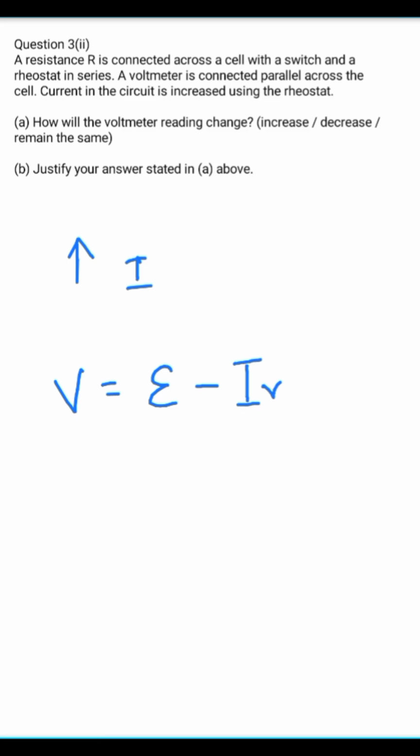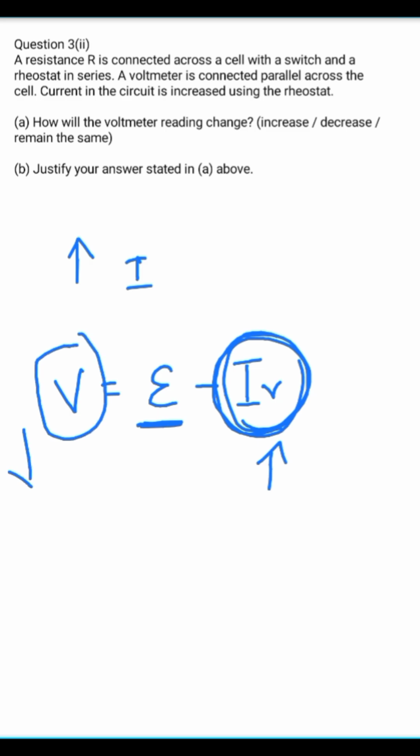So they have said that the rheostat is used to increase the current in the circuit. That means this part will increase, right? This is same, this is not changing. The EMF of the cell is fixed. So if this part of the equation will increase, obviously the reading of the voltmeter will decrease in order to maintain the value of the EMF. So the voltmeter reading will decrease.